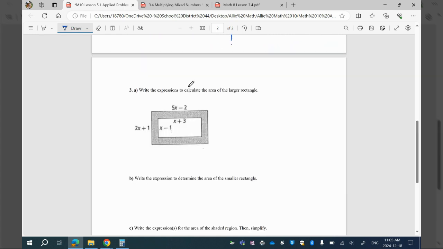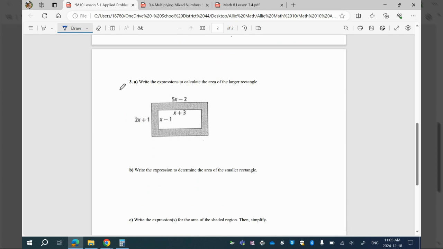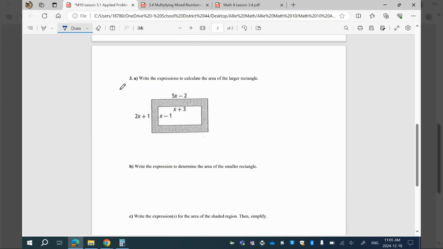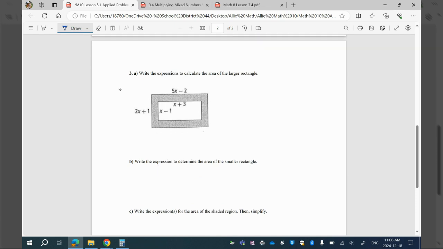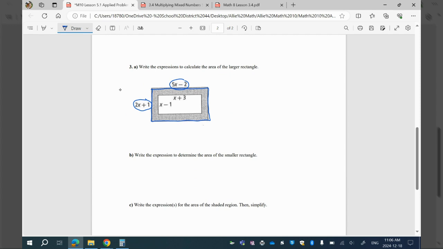Write the expression to calculate the area of the larger rectangle. So they mean the entire larger rectangle, because on letter C, we're going to get to just the shaded part. So they're talking about the whole rectangle right here. So this length multiplied by this length. They just want the expression, but I think we should solve it. So 5x subtract 2 times 2x plus 1.